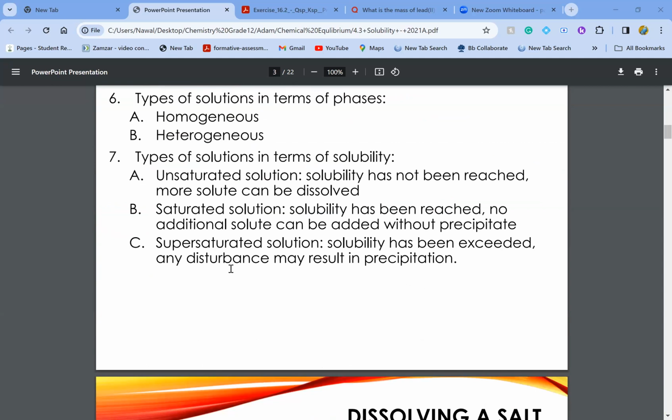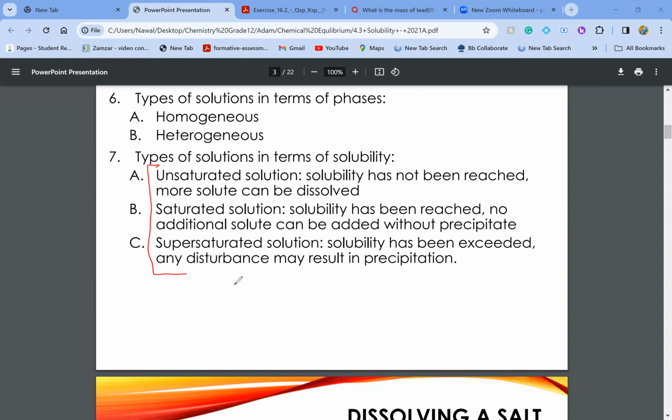Types of solutions, you know also from grade 11: homogeneous, heterogeneous. Types of solution in terms of solubility: saturated, unsaturated, supersaturated. What we mean by dissociation, I don't know if he mentioned it, but he wants you to know these 3 terms. Why does he want me to know these 3 terms?